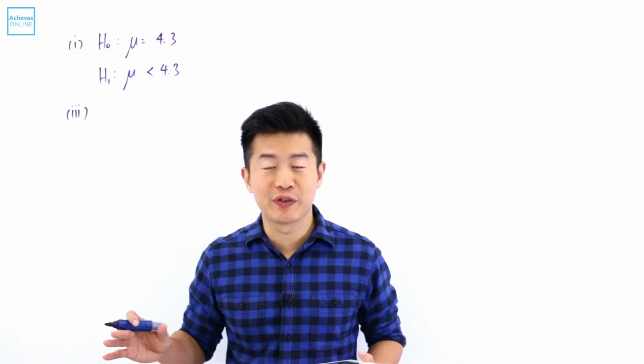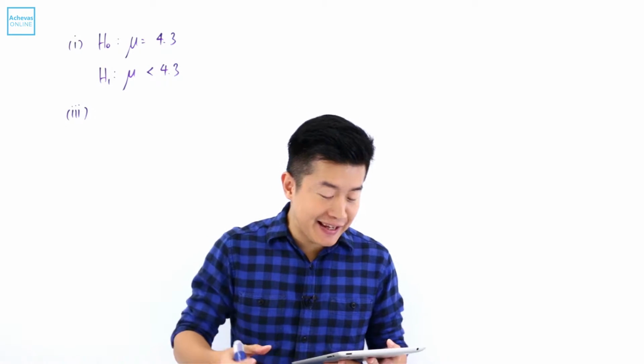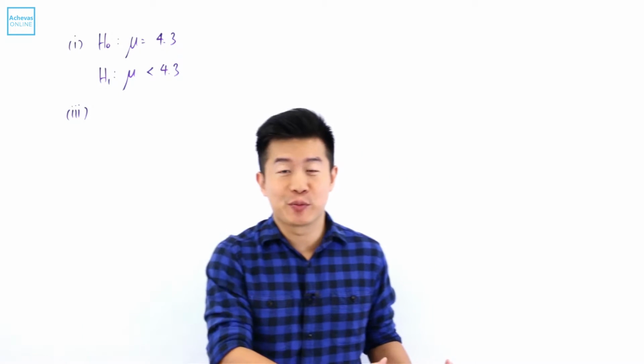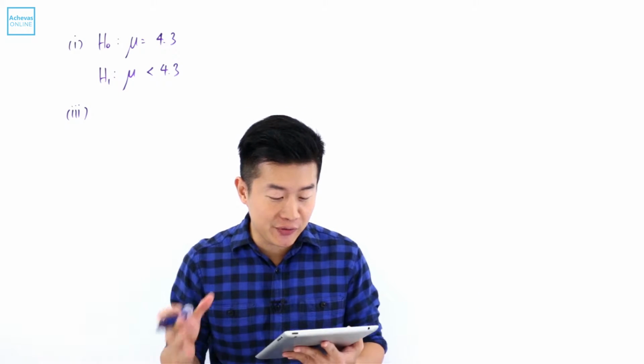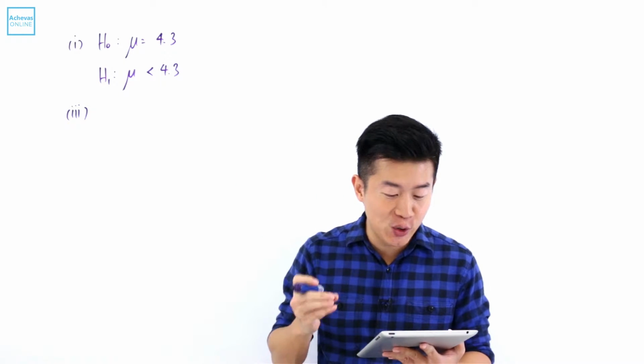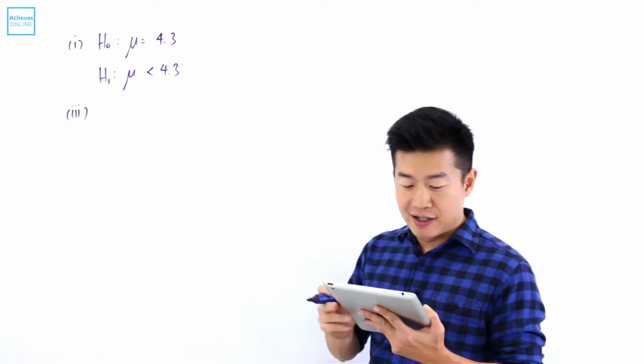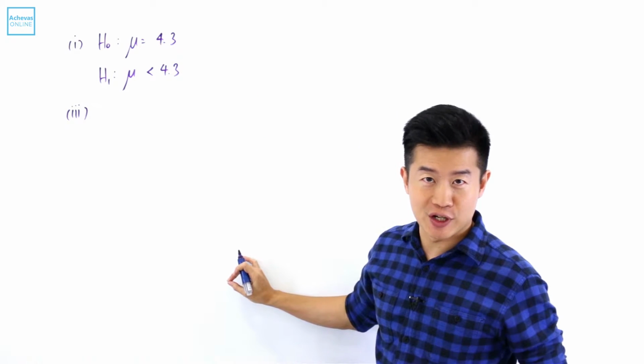Similar to part 2 of this question, this is once again another hypothesis test question where the conclusion is given and we are supposed to work backwards to find one of the unknowns, and this time the unknown is the sample variance. The conclusion is given to us as the null hypothesis is going to be rejected.